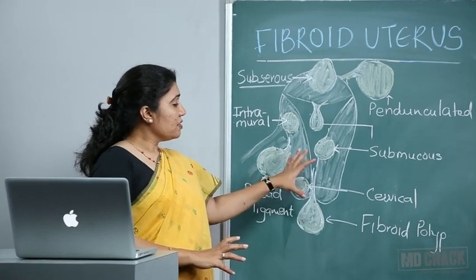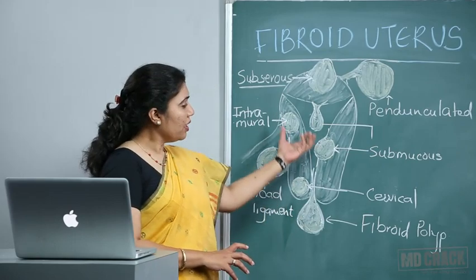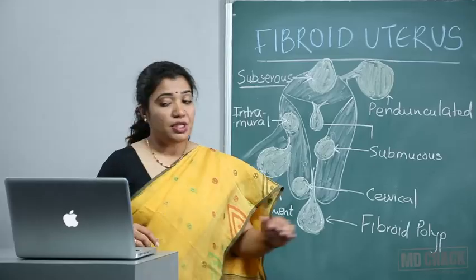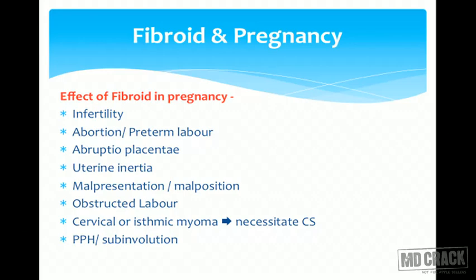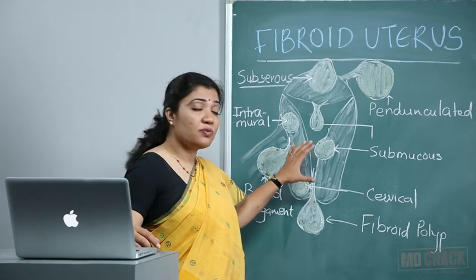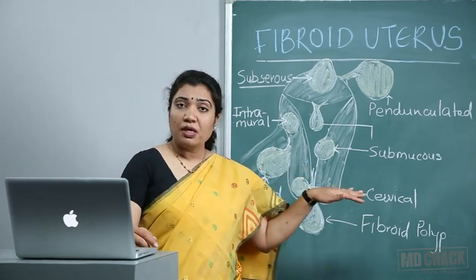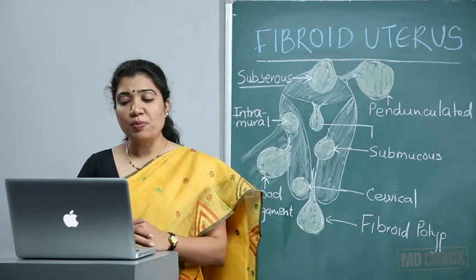Because of the fibroid, malpresentations or malposition of the babies are quite common. Sometimes a fibroid of bigger size can lead to obstructed labor. It will not allow the baby's head to come down. So obstructed labor is also seen in big fibroids, especially if they are located in the lower region, cervical or isthmic myoma. During cesarean section, the lower segment is the one where we do the surgery, so they may be in our surgical plane and that may cause problems.